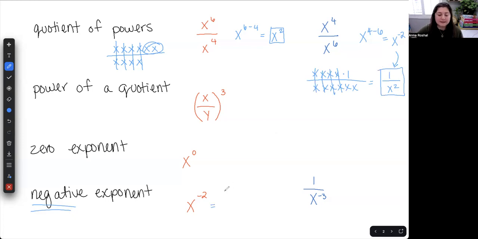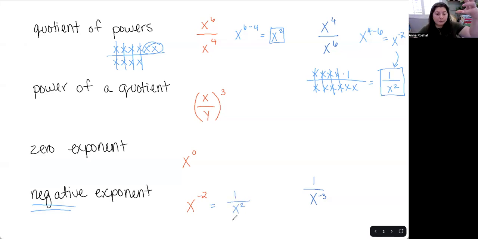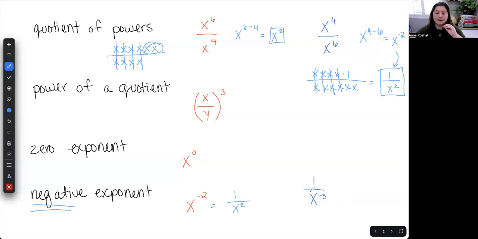So same business here. I know that in order to make my exponent positive, I'm going to do x to the second, but I'm going to put it from the numerator to the denominator. And if it happens to be in the denominator, I'm just going to go ahead and make it positive and bring it into the numerator.